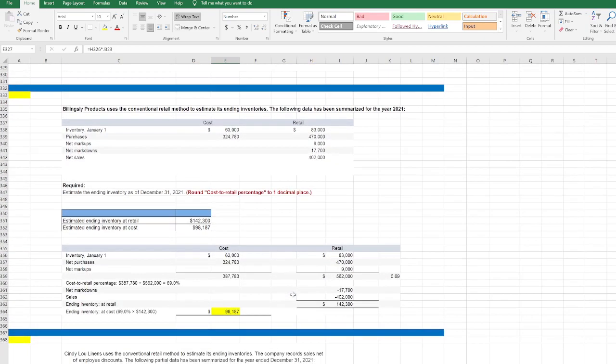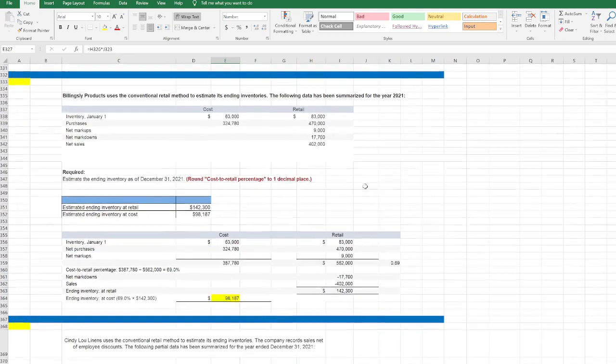So I think actually this is the exact same problem, just different numbers. In the interest of moving on, I'll just work it really quick just to reiterate. So I'm bringing my cost down, 63,000 and 324,780 gives me total goods available for sale of 387,780. Okay, and then my retail is, so we have a little extra markups and markdowns here, which we did not have in this problem. So I guess it is worth going over.